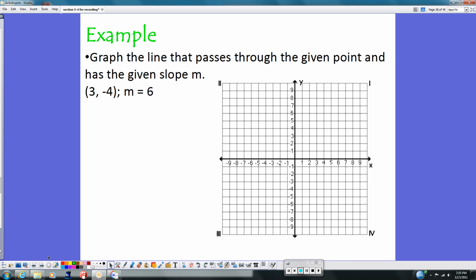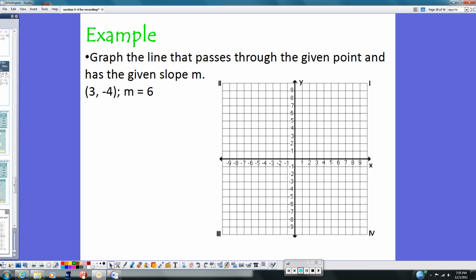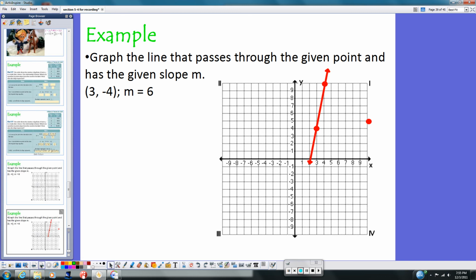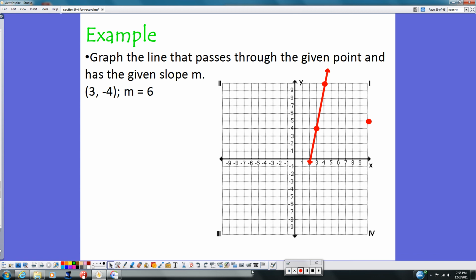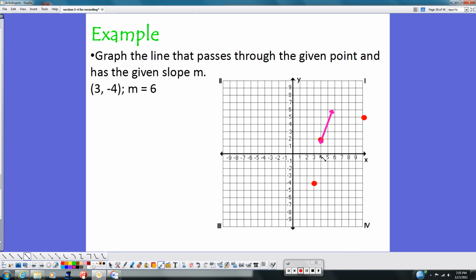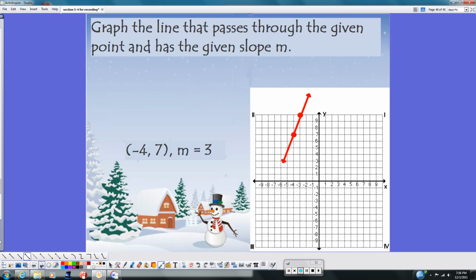We're going to graph lines that go through the given point and have the slope m. So we're going to plot our point (3, -4). Let's see, we got this one a little bit wrong, so let's fix this. We have (3, -4), there we go, and our slope is 6. So we're going up 1, 2, 3, 4, 5, 6, and over 1. Remember, slope is always rise over run, so even though it's only a 6 there, there's a 1 underneath it. So that should be the equation of our line.